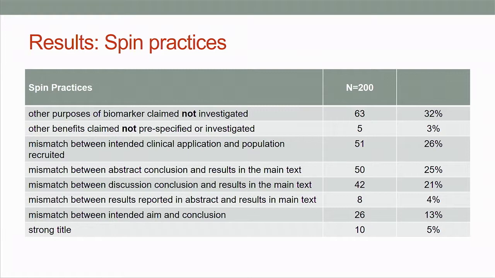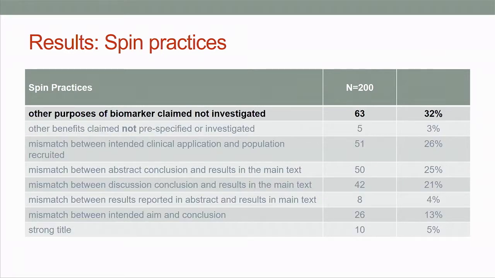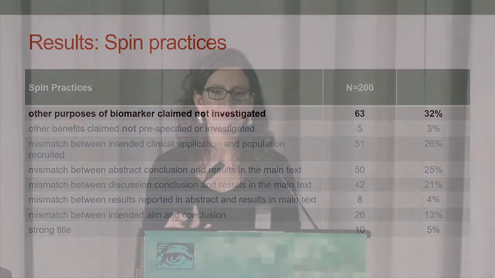Here, we can see the different categories of spin that we identified in the studies, which I will talk about with examples. The most frequent strategy of spin that we found was for biomarkers that claimed other purposes that were not investigated, and that was about 32%. The exaggerated claim was made either in the main text conclusion or in the abstract conclusion, or in some cases both.